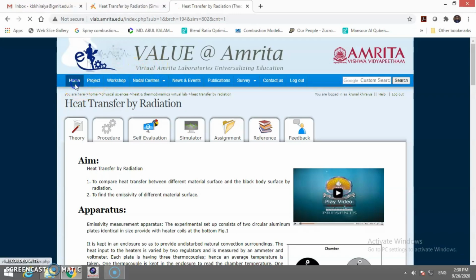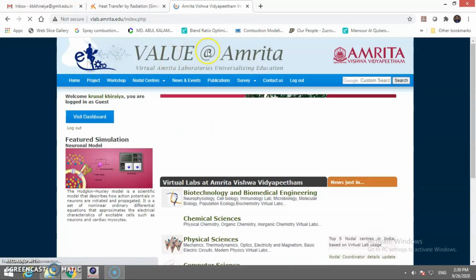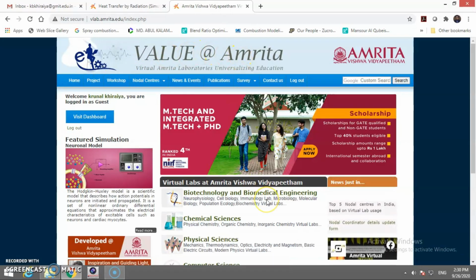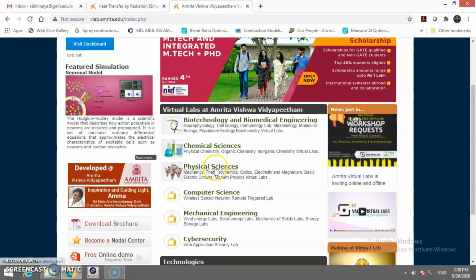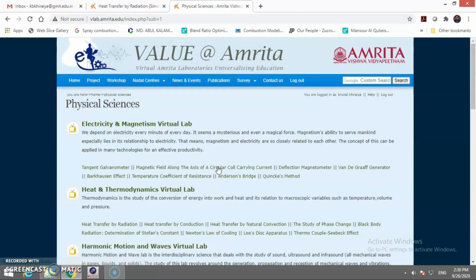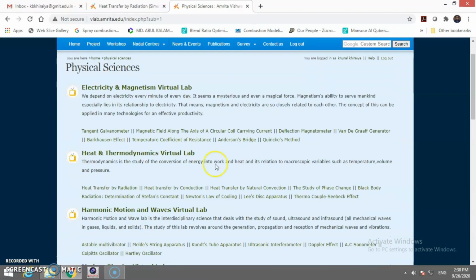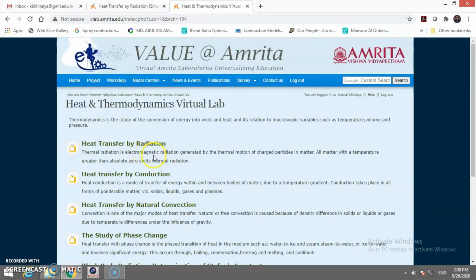We go in the home of vlab@Amrita. After that, we go in the physical sciences. Then here the heat and thermodynamics virtual lab tab is given, so we need to click on that tab. Then we click on the first one, that is heat transfer by radiation.